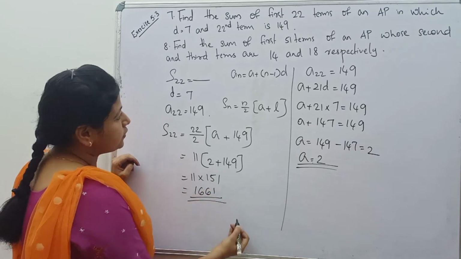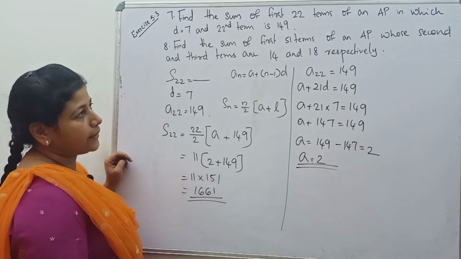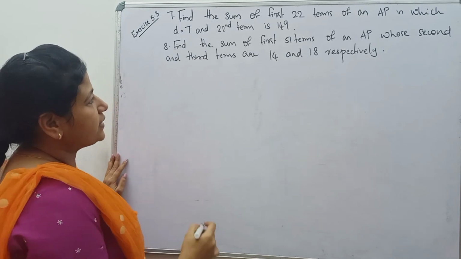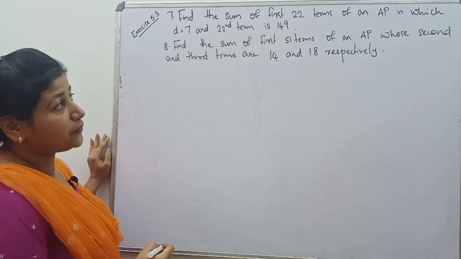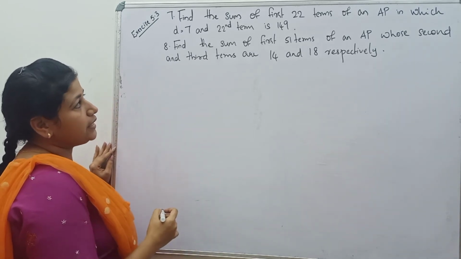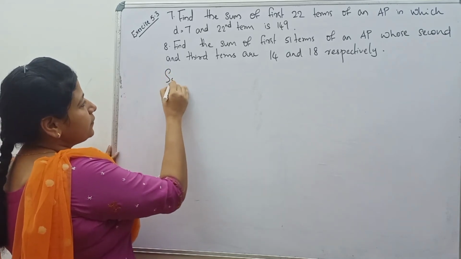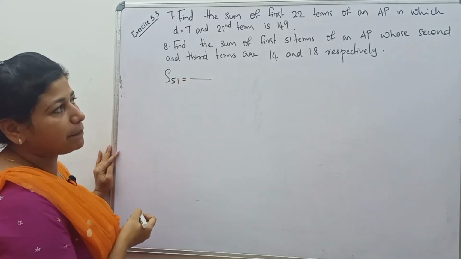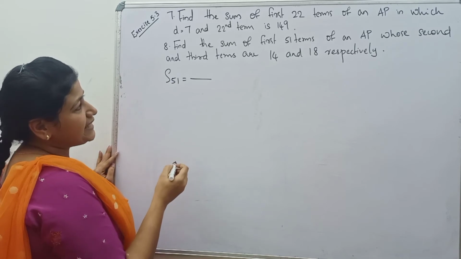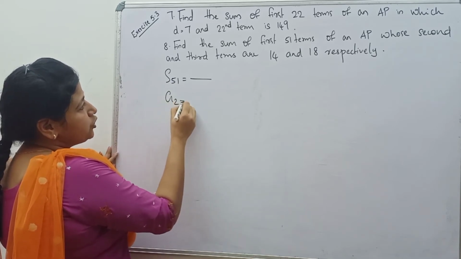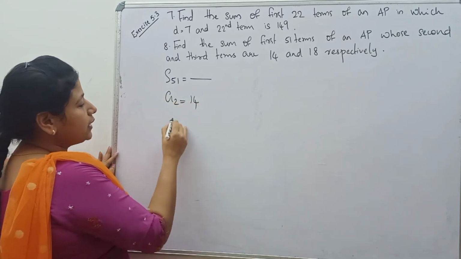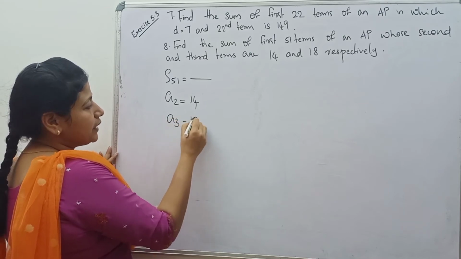So this is the sum. Okay. Next, 8th question. Find the sum of the first 51 terms of an AP. You have to find out S51. ആദ്യത്തെ 51 termsന്റെ sum കാണണം. Whose second and third term? Second term A2 is 14. Third term is 18.